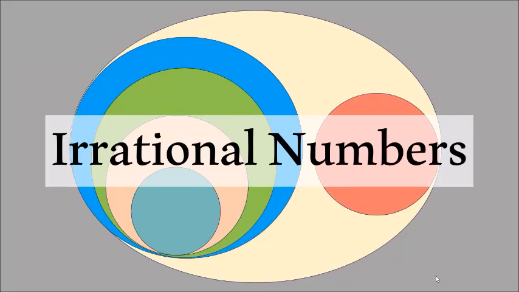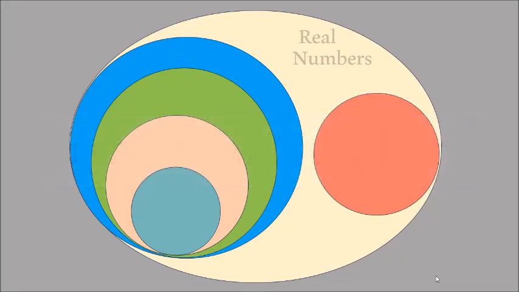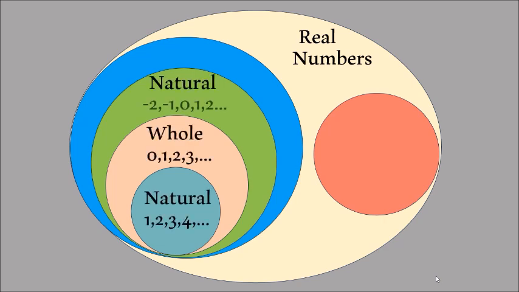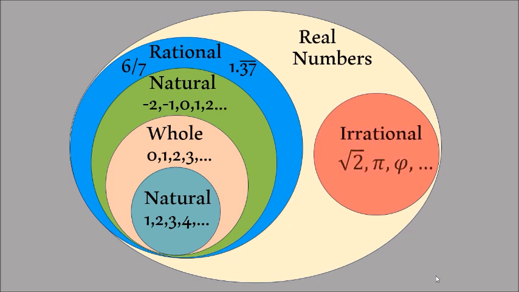When talking about numbers, you have several flavors to choose from. But what makes irrational numbers so special? And what makes this diagram so wrong? Rational numbers, including repeating decimals, are integer ratios.